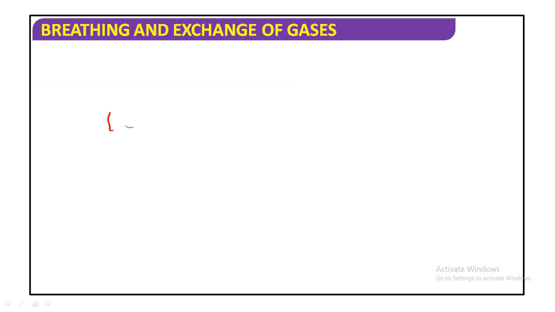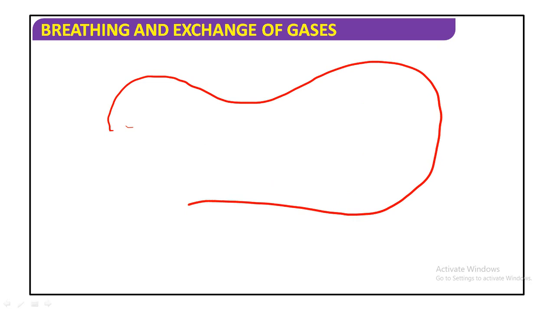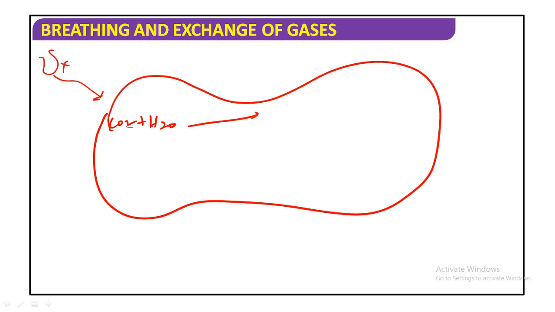So this is your RBC, and this is your alveolus. CO2 is inside the RBC. What happens in the alveolus we will see later. CO2 reacts with water in the presence of carbonic anhydrase. This enzyme, carbonic anhydrase, is very important.